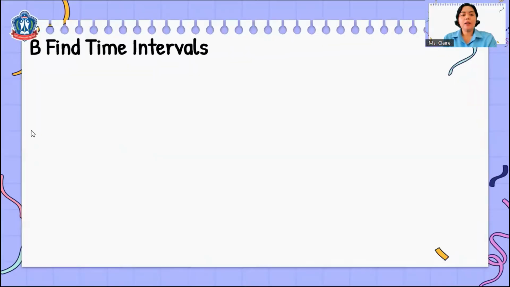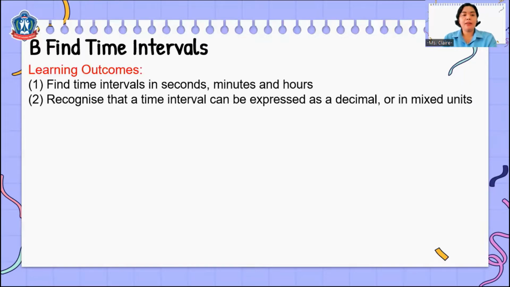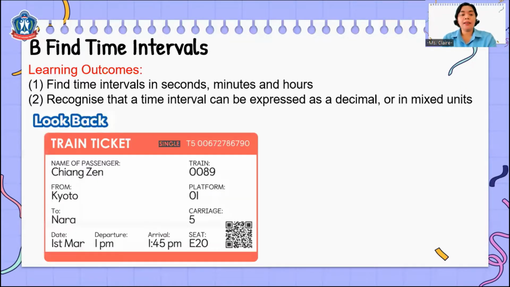Now, let's go to finding the time intervals. What does it mean when we say time intervals? The learning outcomes for this lesson are to find time intervals in seconds, minutes, and hours, and to recognize that a time interval can also be expressed as a decimal or in mixed units.